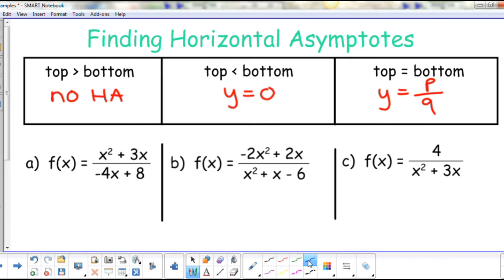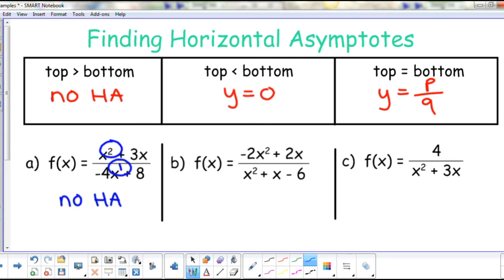So let's look at our three examples. In A, I have a degree of 2 in my numerator and a degree of 1 in my denominator. So that would be the top degree bigger than the bottom degree, so I'm going to have no horizontal asymptote.